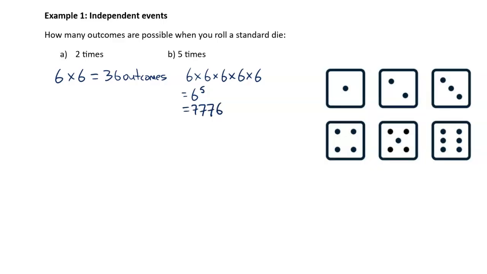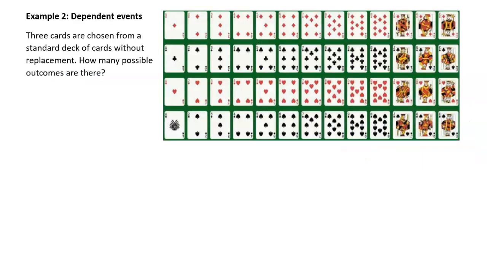7,776. Now, the temptation here is that you might think this is the same thing as playing a game like Yahtzee, where you roll 5 dice all at the same time. In that case, the order doesn't matter. And so that's going to have a very different number of outcomes than in this case, where the order does matter. You're rolling the first die, then you're rolling it again, then you're rolling it again. And so when the order matters, this is how many outcomes we have. We'll deal with that in a later lesson, later in our course.